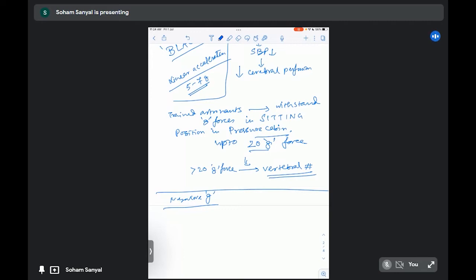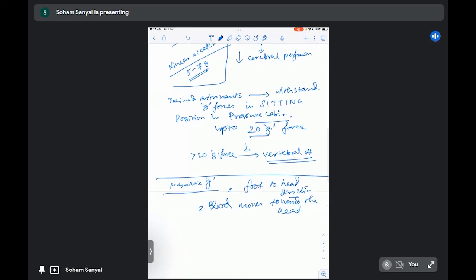So negative G, what is that? That direction is the opposite. It is foot to head. So the negative G direction is foot to head. So what does that mean? Our major part of the blood will move. Blood moves towards the head in such a scenario. So blood moves towards the head.